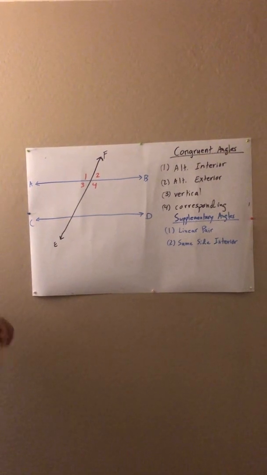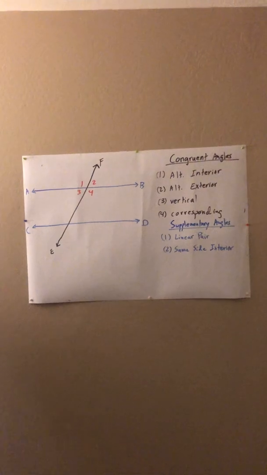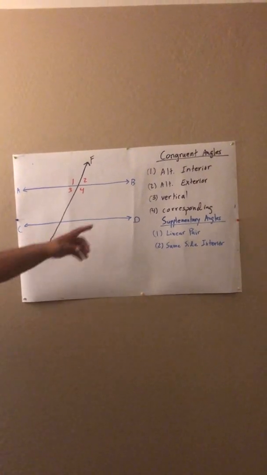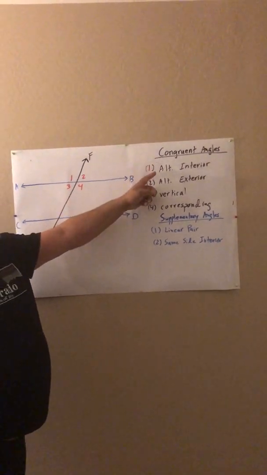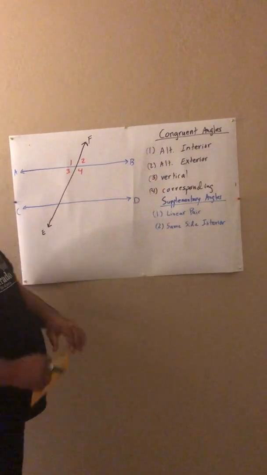This is Mr. Shope. Today we're going to go over the core angles. This is kind of the whole ball of wax and fundamentals of geometry right here. So we're going to start with the four pairs of congruent angles: alternate interior, alternate exterior, vertical, and corresponding.